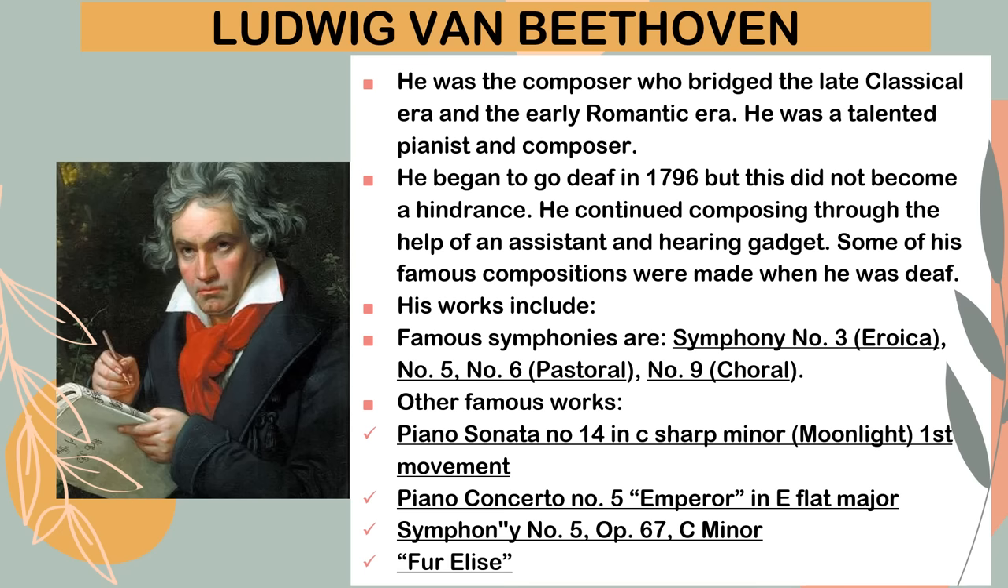His works include famous symphonies like Symphony No. 3, Eroica, No. 5, No. 6, which is Pastoral, and No. 9, which is Choral. Other famous works are Piano Sonata No. 14 in C-sharp minor, which is the Moonlight Sonata, Piano Concerto No. 5 entitled Emperor in E-flat major, Symphony No. 5 in C minor, and the most famous one, which is Für Elise.